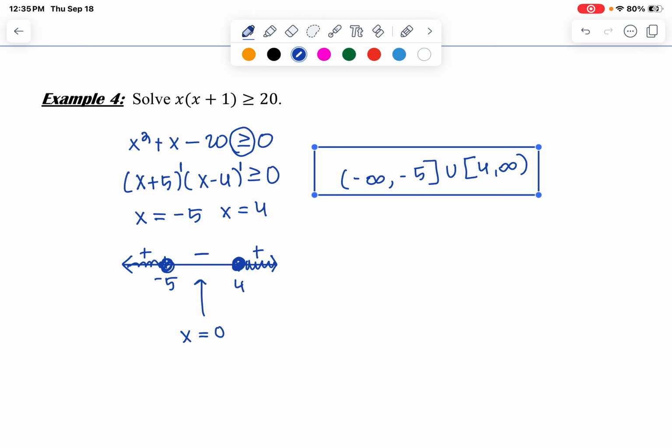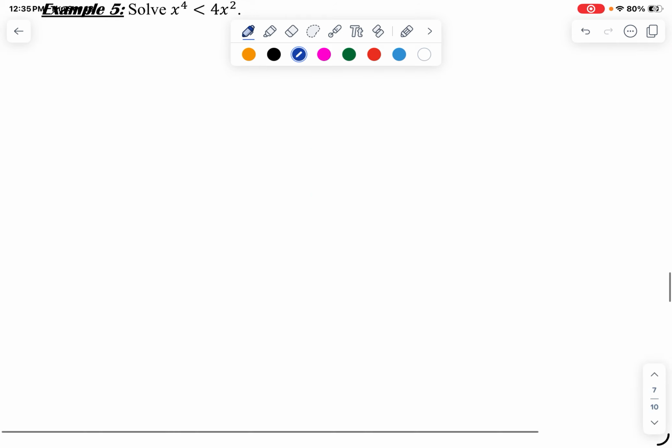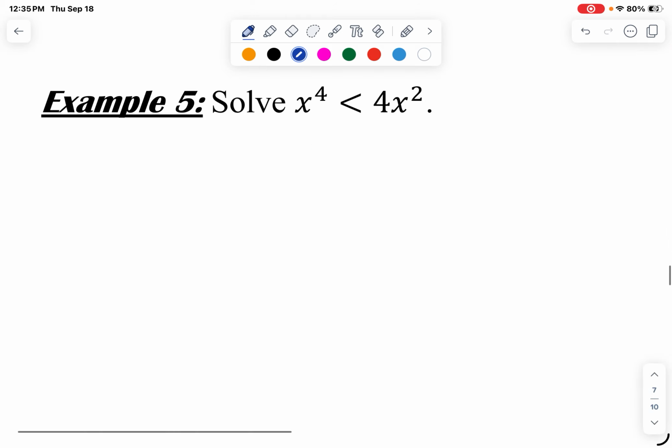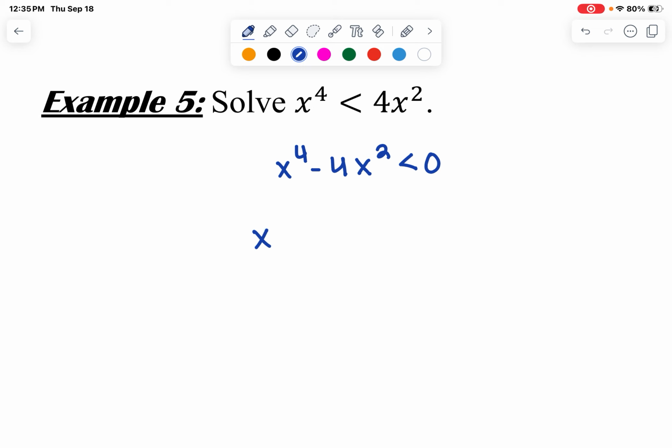All right, one more in this section, I believe, and then we'll move on to it worded in a different way, but still, we'll be fine. All right. So we need to find the zeros. In order to find the zeros, it has to be equal to 0, and then we have to factor it. So we have x to the 4th minus 4x squared is less than 0. We need to factor this. So two terms, we're looking for a GCF of x squared. And then we have x squared minus 4 less than 0.